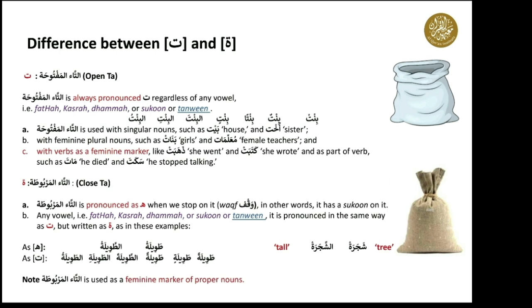Let's look at ta marbuta with some more examples. Tawilatan, tawilatin, tawilatun, at-tawilata, at-tawilati, at-tawilatu. In these examples, ta marbuta is pronounced as ta. Please note, ta marbuta is used as a feminine marker for proper nouns.